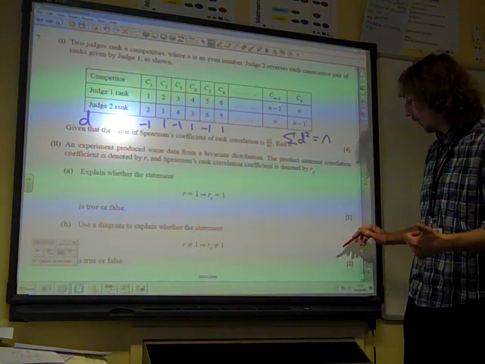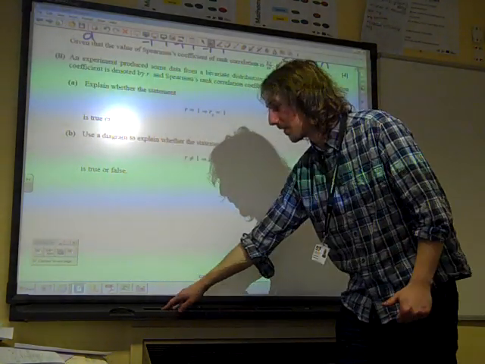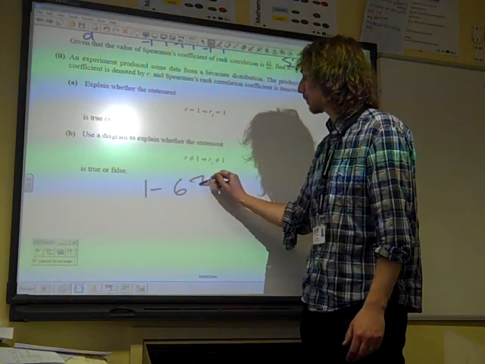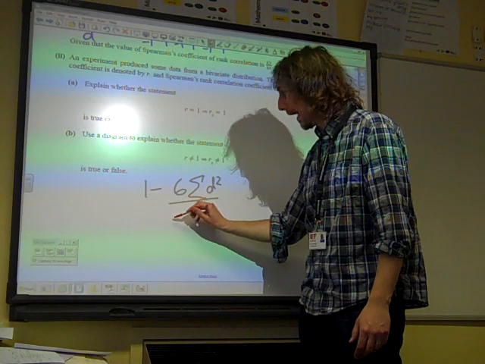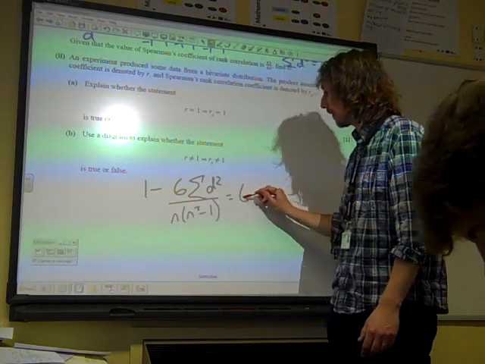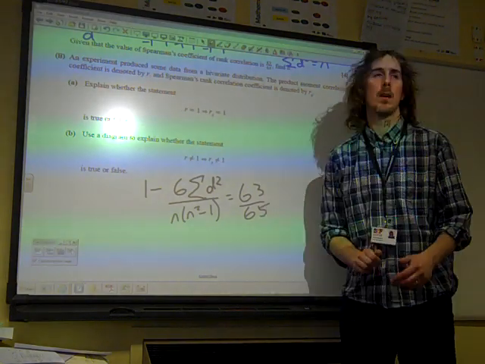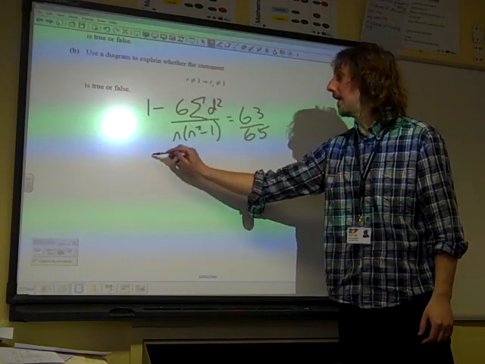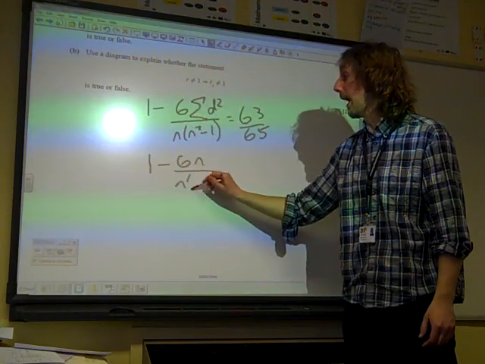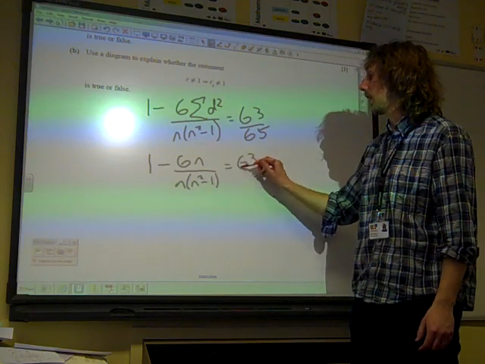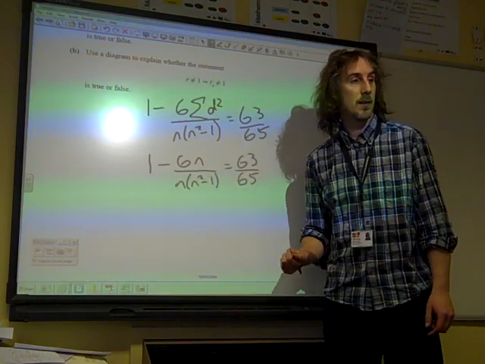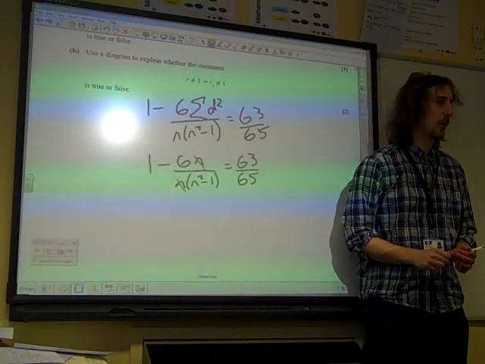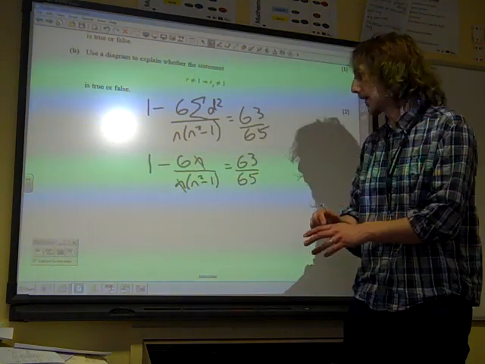So now when we come to do our Spearman's rank calculation, we're going to say that 1 minus 6 sigma d squared over n squared minus 1 is 63 over 65. We're going to get 1 mark for writing that down to start with. We know now that that bit is equal to n, so this is 1 minus 6n over n squared minus 1 is 63 65ths. That n will cancel out, so we don't need to worry about any cubic equations.